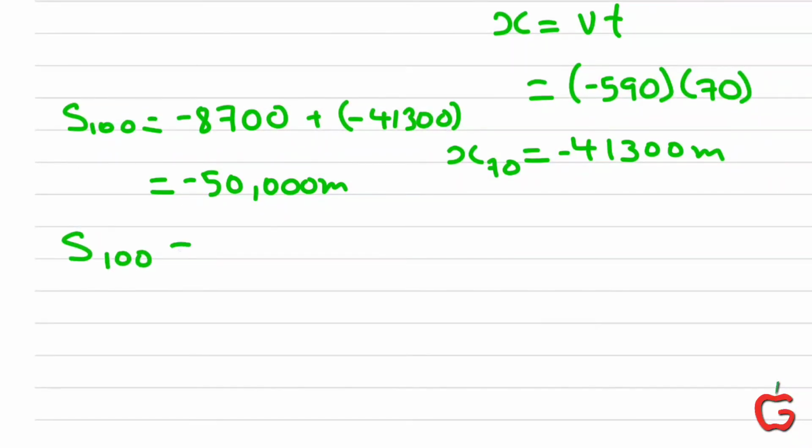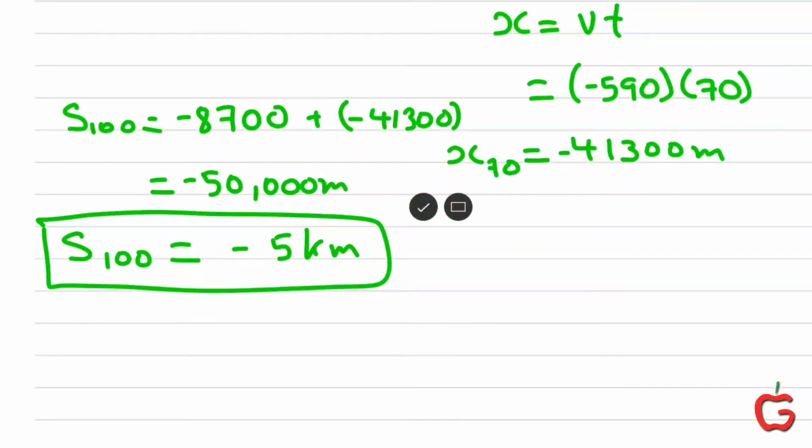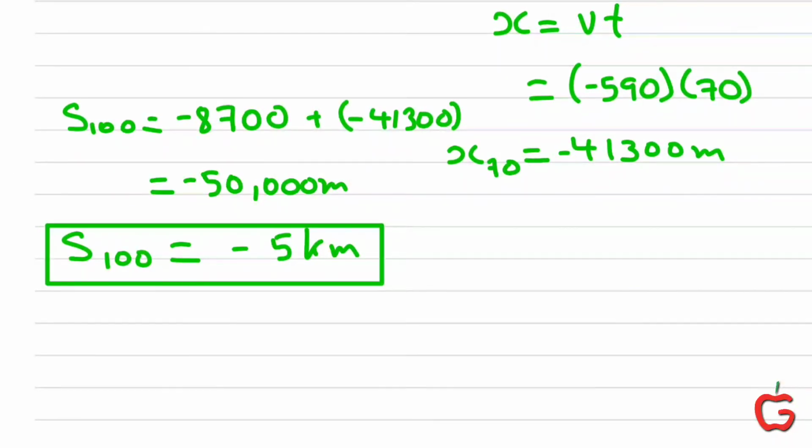So the distance covered in 100 seconds would be, not the distance covered, the displacement of the body. The body would be at its final position. Okay, ignore all the places where I've been saying distance. This is not distance, this is the final position of the body. Okay, I hope this is clear.